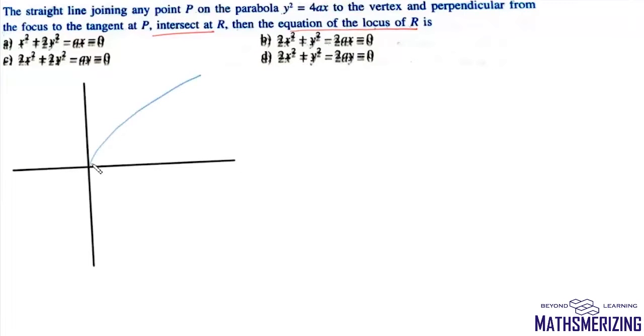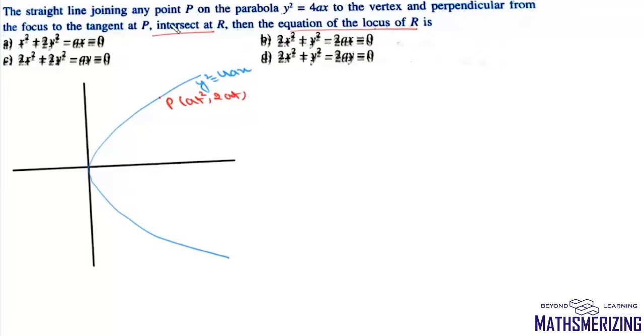Now the question is: the straight line joining any point P on parabola to the vertex and perpendicular from focus to the tangent at P intersect at R. We need to find equation of the locus of R. So first we'll draw this parabola. So this is y square equals 4ax, and then we have any point P on this parabola. So this is point P, which is suppose (at square, 2at).